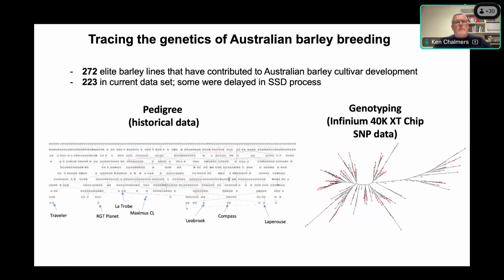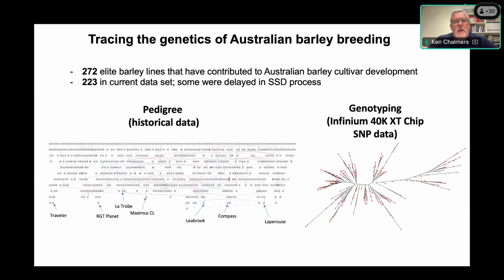Okay, so like I said, we looked at tracing the genetics of the Australian barley breeding. We started off with almost 300 varieties and accessions. We narrowed that down to 272, which we could actually get our hands on. And then we've put them into single seed descent to purify them as much as possible. And currently we have 223 accessions in the data set.